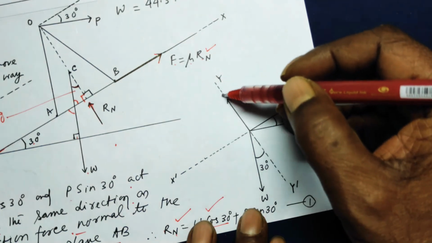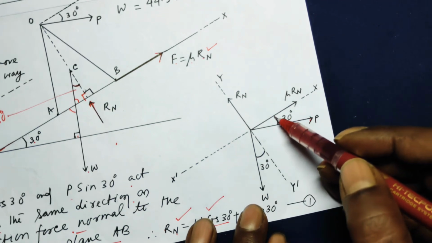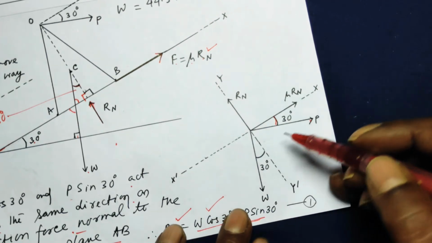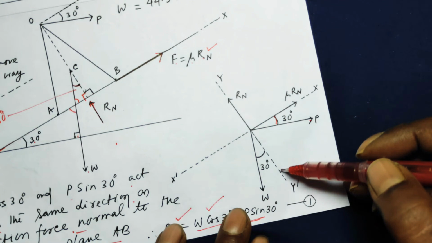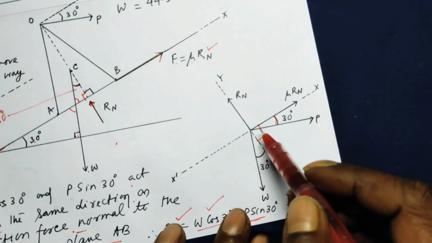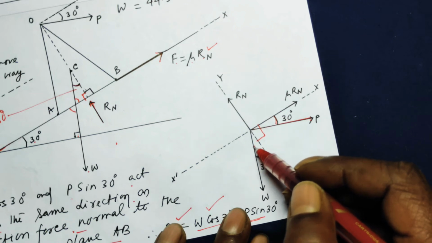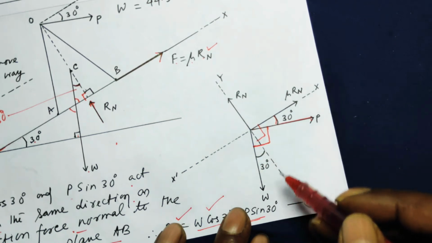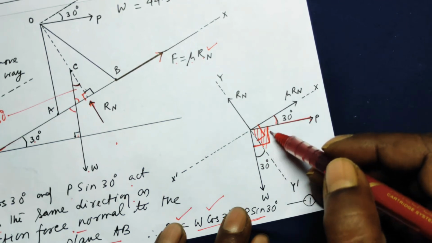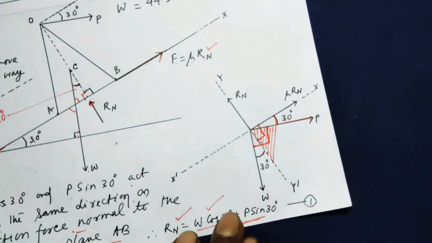This is your x-axis, this is your y-axis, W is acting vertically downward, P is horizontal, and this angle is given, this angle will be 30 degrees. Why will this be 30? Now if you look, this y-axis is perpendicular to the x-axis, means this whole angle is 90. Again P is horizontal and W is vertically down, then this angle is 90. So between this 90 and this 90, this much is common. If you take that out, then we are left with equal angles. Since this is 30, therefore this will also be 30.